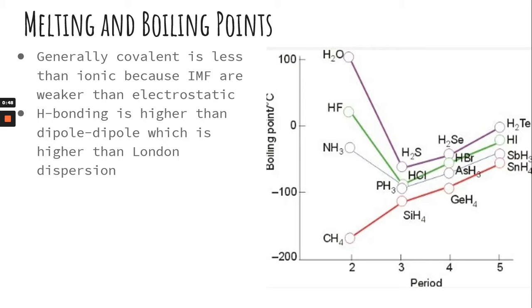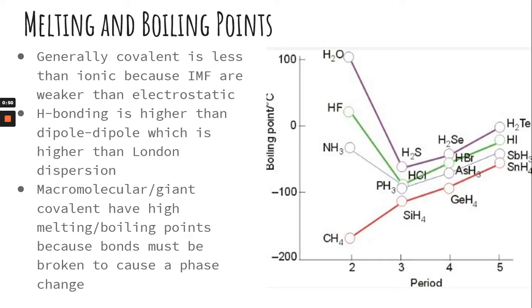Now, when we talk about covalent, the macromolecules or giant covalent molecules are not included in that statement because they are bonded with covalent bonds, and it's not forces of attraction between molecules. So those macromolecules or giant covalent molecules have high melting points because the covalent bond has to be broken. Whereas in simple covalent molecules, we just have to overcome the intermolecular forces, and the bonds in simple covalent are not broken during phase changes.